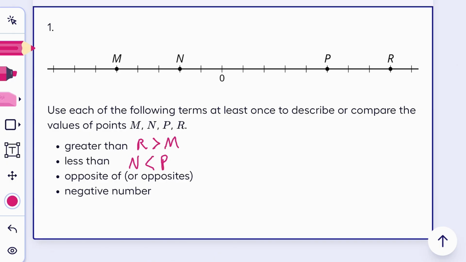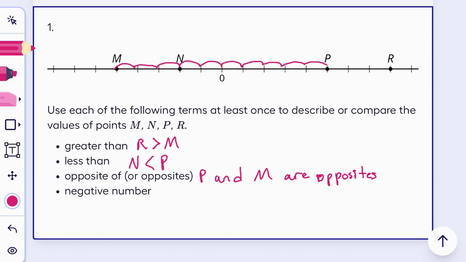We can use opposite or opposites with P and M. So P and M are opposites. You can tell because they're both equal distances from 0. 1, 2, 3, 4, 5, and 1, 2, 3, 4, 5 in the other direction. And for negative number, N and M are negative.